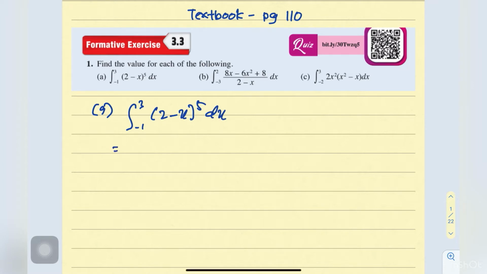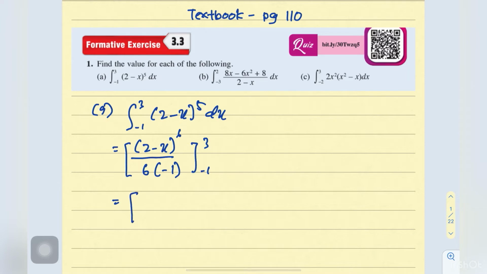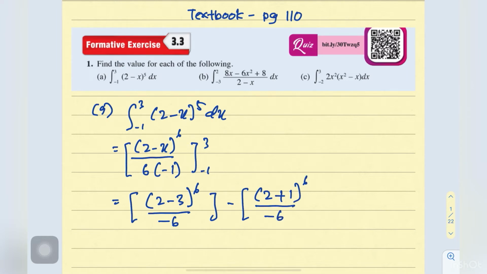Okay, so we integrate this to minus (2 minus x) power of 6 over 6, times the differentiation of the function in the bracket, so -1. Okay, so from -1 to 3. So we substitute the upper limit: 2 minus 3, power of 6, over -6, minus, okay, 2 minus -1, so plus 1 cube, power of 6, over -6.